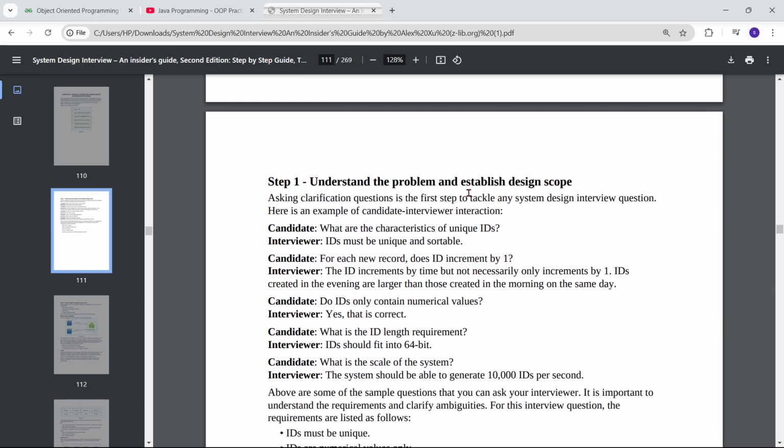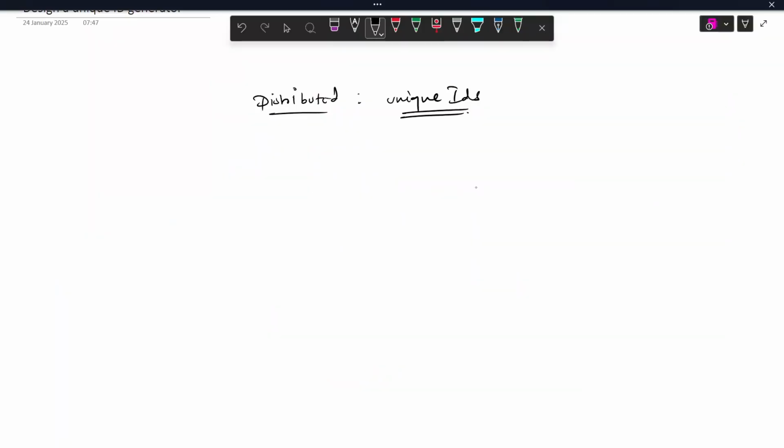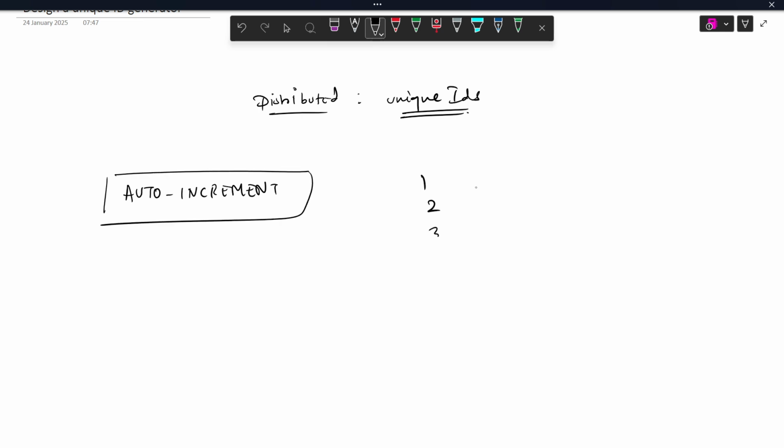Step 1. Understand the problem and establish design scope. Asking clarification questions is the first step. Basically, why can't we use auto increment in this way? Well, we know that in SQL there is a command auto increment, in which we can just increment IDs according to the different rows, and we can generate unique IDs like this.